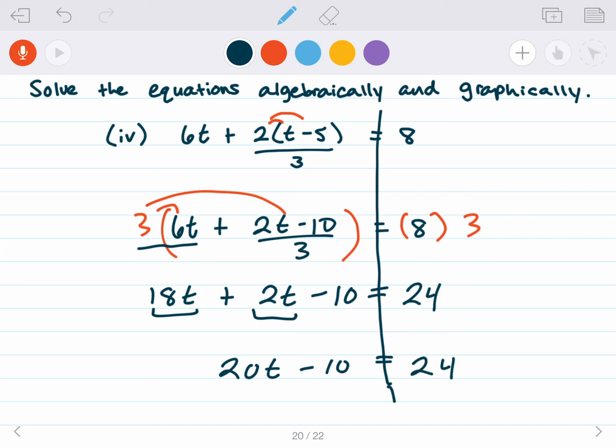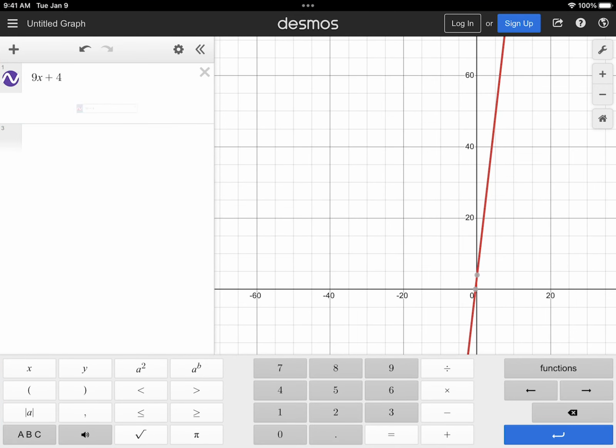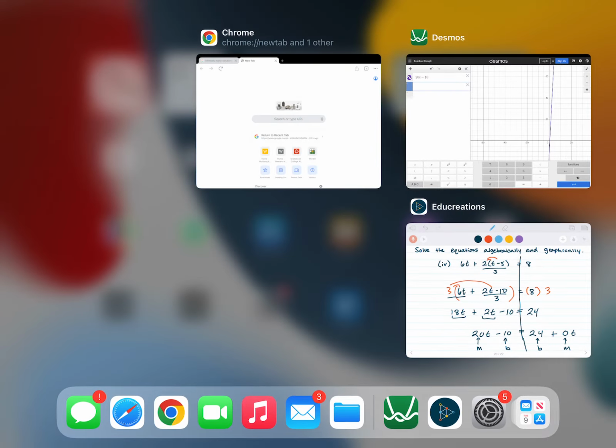So on both sides, I'm in y equals mx plus b form. Since t is acting like our x, 20 is m, and -10 is b. And over here, 24 is b, and m is 0. So I can put this in Desmos. Now remember, Desmos likes x's. It doesn't like other variables. So I'm going to put 20x minus 10 in for one, and then for the other one, I'm going to put 24 plus 0x.